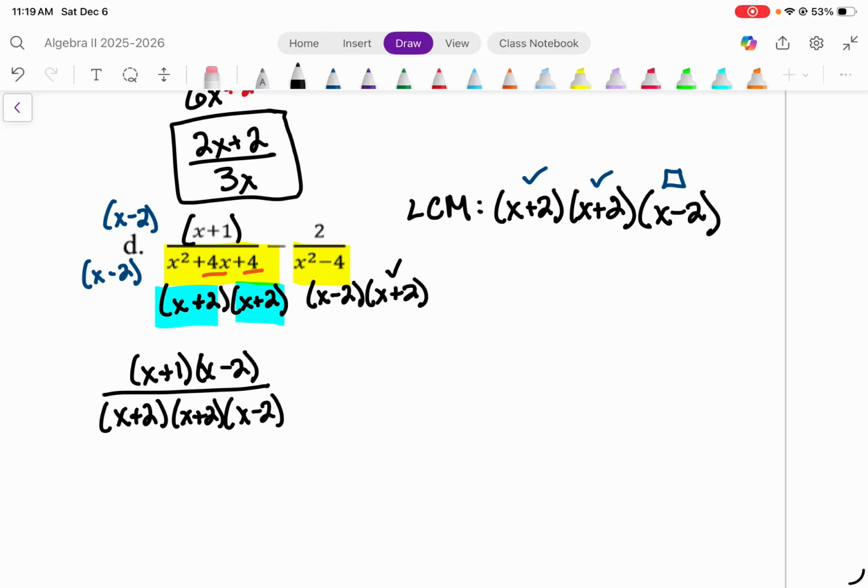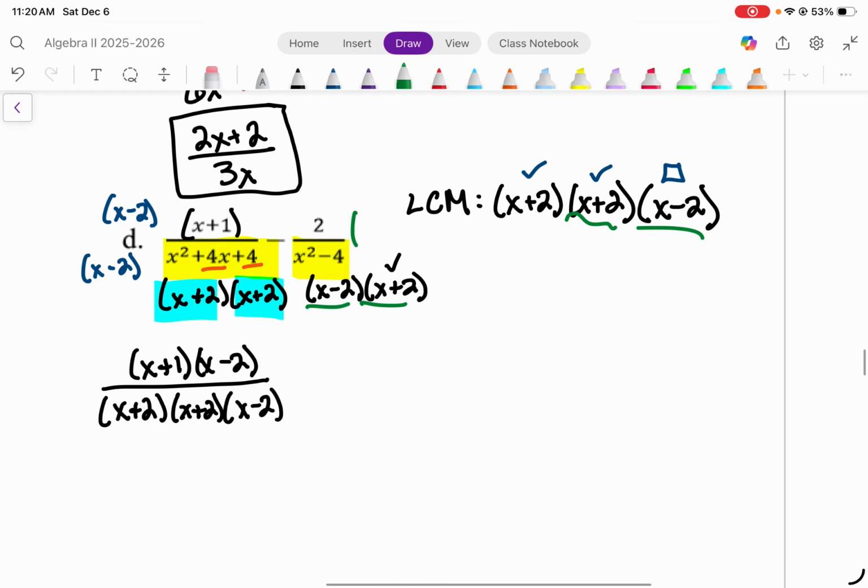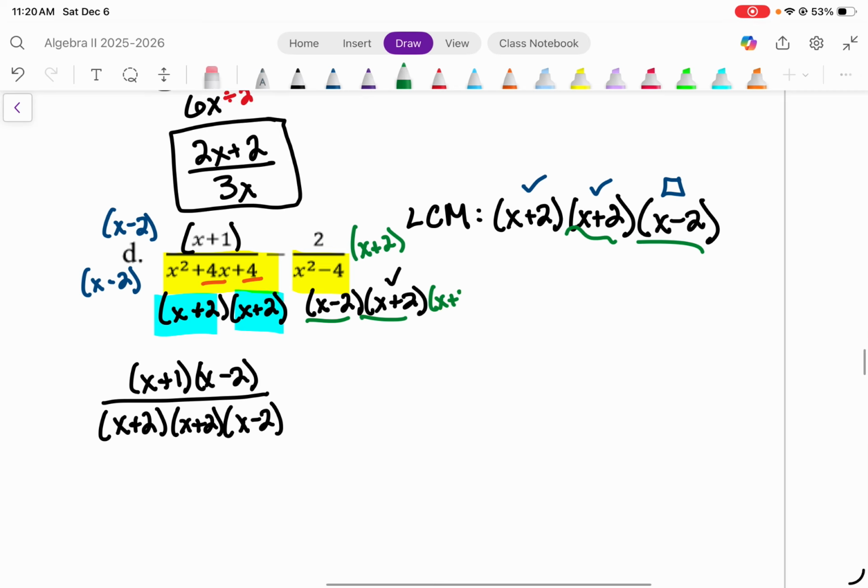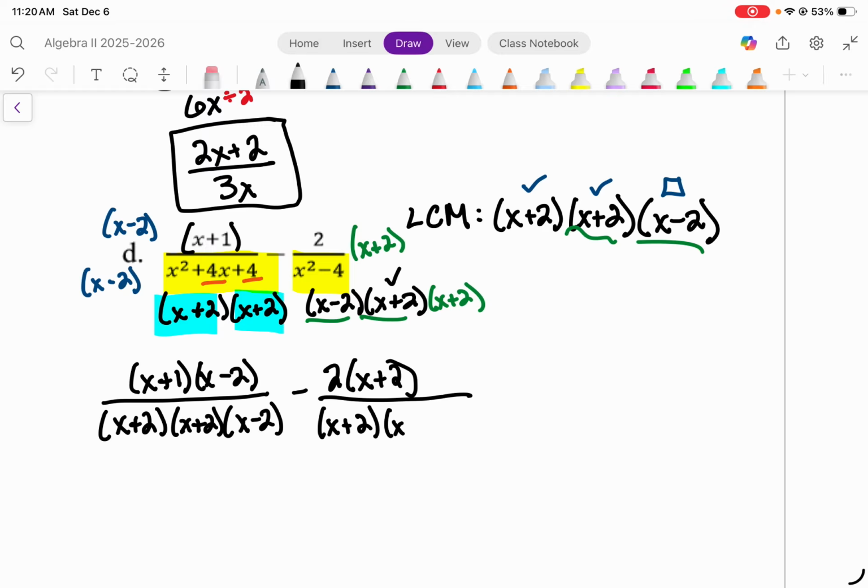Okay, so then our next one. That fraction had an x minus 2 and an x plus 2. So it is just missing another x plus 2. So we're going to multiply both the top and the bottom by that x plus 2. Okay, so then when we do that, we would have 2 times x plus 2 all over our x plus 2, and then x minus 2.